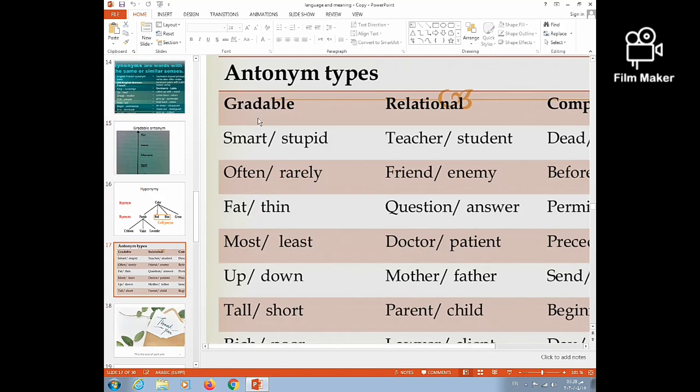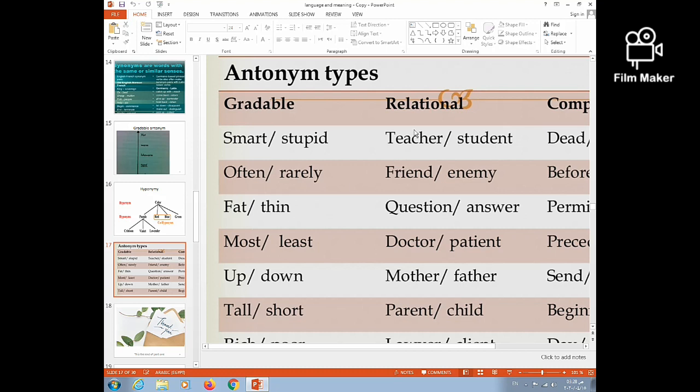We have gradable, such as smart and stupid, often and rarely, fat and thin, most and least, up and down, tall and short, and so on. And here we can have smart, smarter, smartest, and we can have stupid, more stupid, and most stupid. So you can use grade, use -est, or more, or most, and so on. You can say fatter and fattest, thin, thinner, and thinnest.